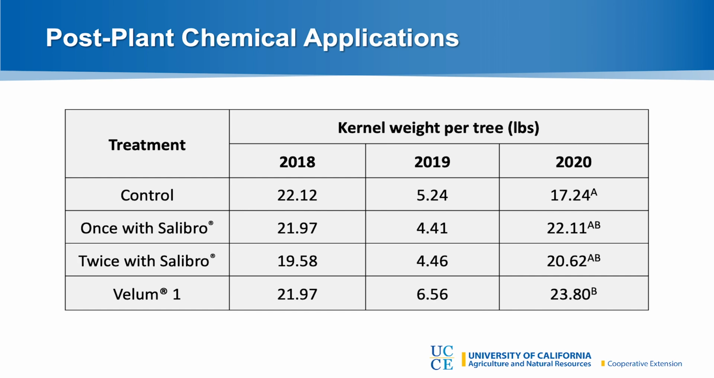And the reason 2019 is so low is because it had blast. So in 2020, 3 years after we started applying these things every year, we started to maybe see an effect on overall yield for Velum compared to doing nothing at all. This is for ring nematode, okay? And Cerebro, maybe if you squint, but not statistically.